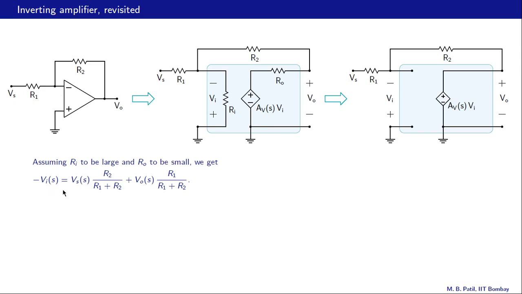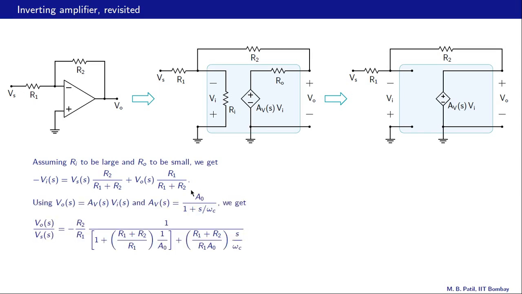So minus Vi is equal to Vs times R2 by R1 plus R2, plus VO times R1 by R1 plus R2. And this part we have got using superposition. Now let us use the fact that VO is AV times Vi. This voltage is AV times Vi.